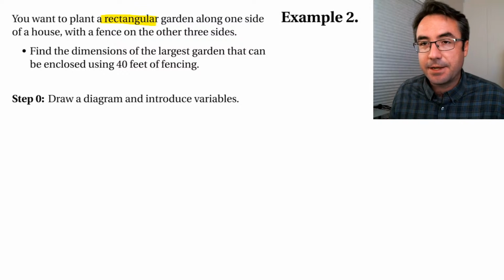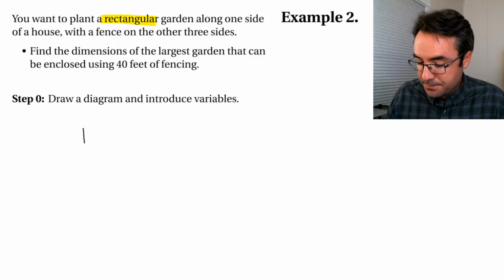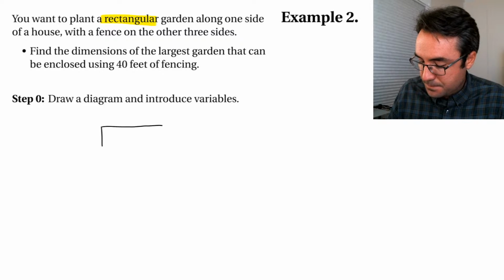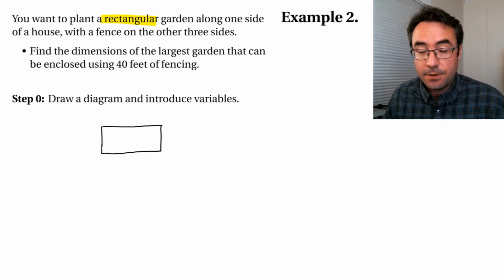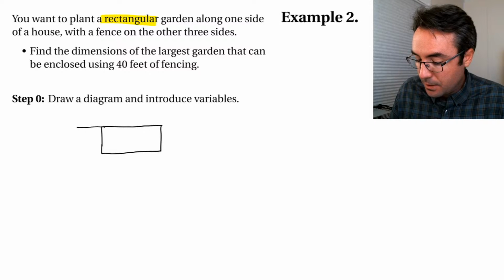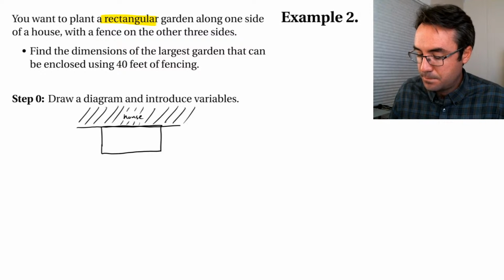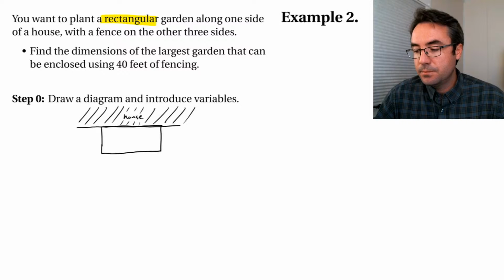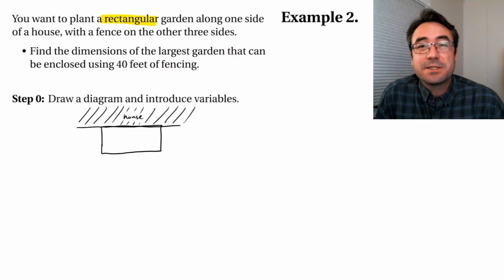And we see this word rectangular. So we're going to be planting a rectangular garden. So let's draw in a rectangle. And one side of that rectangle, one side of our garden, is going to be planted along a house. So here's our house. So we've drawn our rectangle and put it alongside a house.